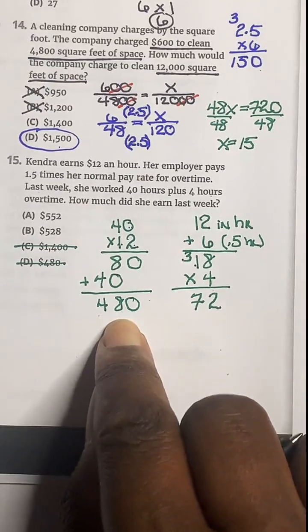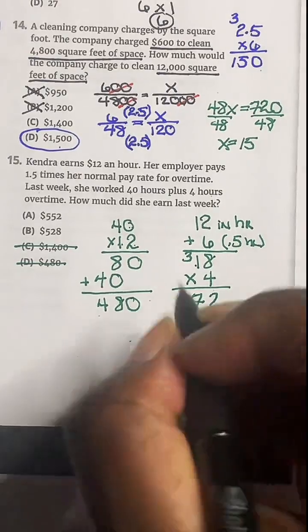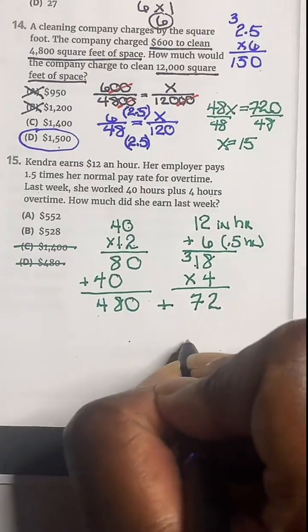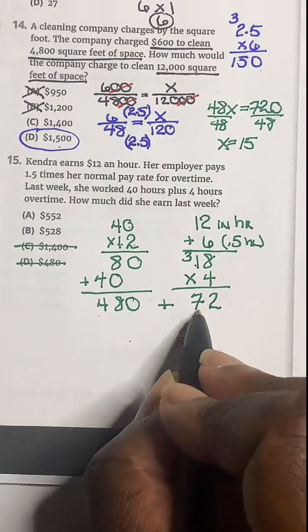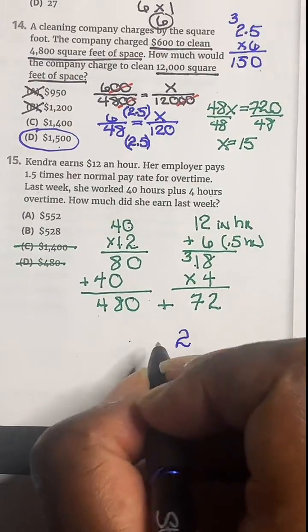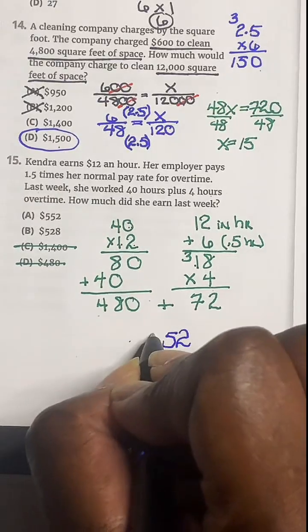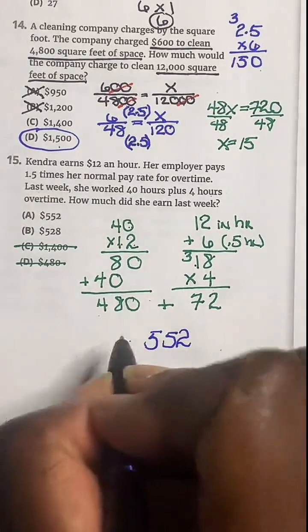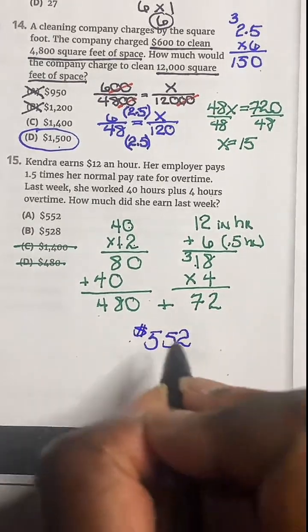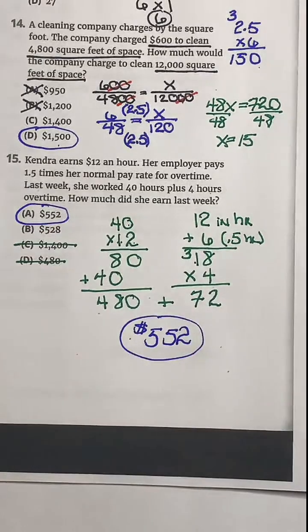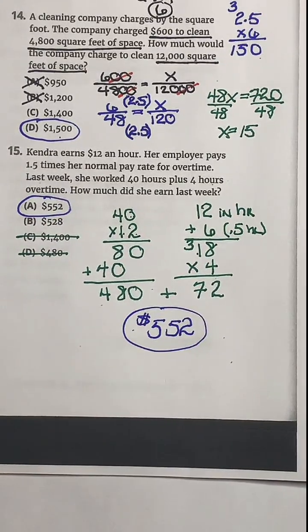So this is the pay, this is the overtime. We're going to add those two together. And what do we get? We have our 2. 7 plus 8, that gives me my 15. Carry the 1. 4 plus the 1, that gives me 5. So it will give me $552. Obviously before taxes, all that fun stuff. But, okay, that's where we're going.